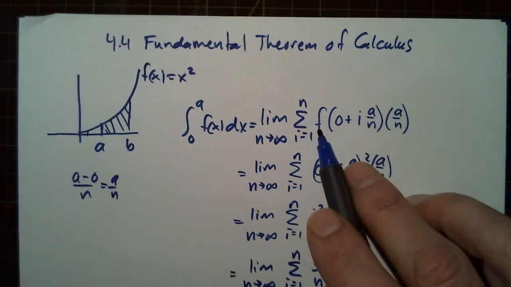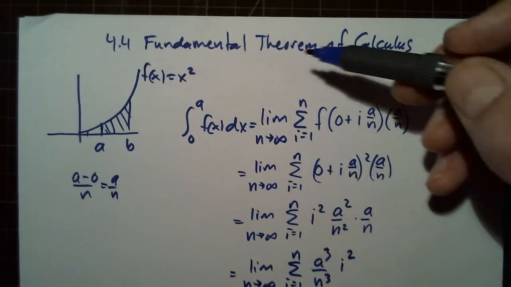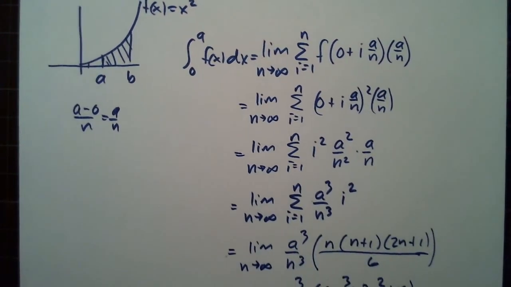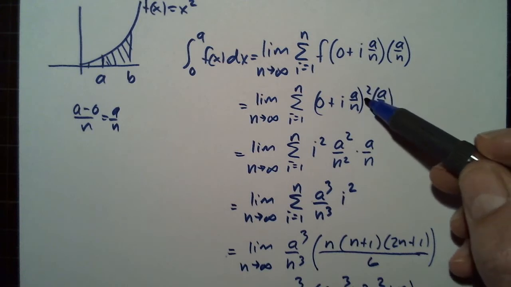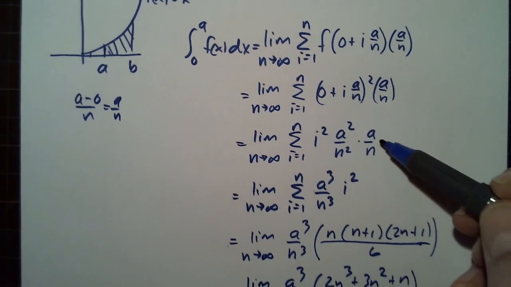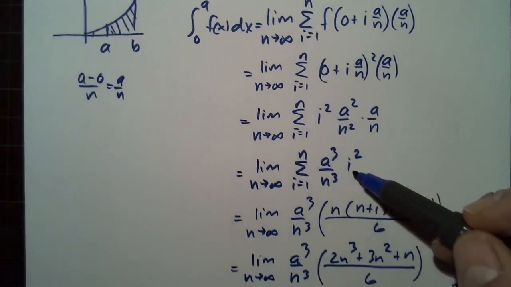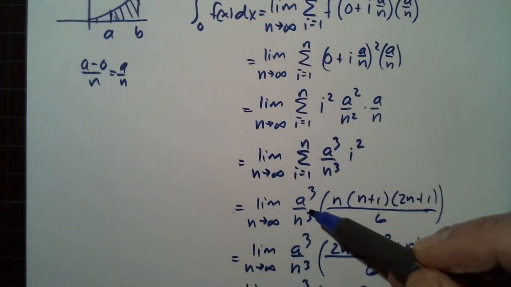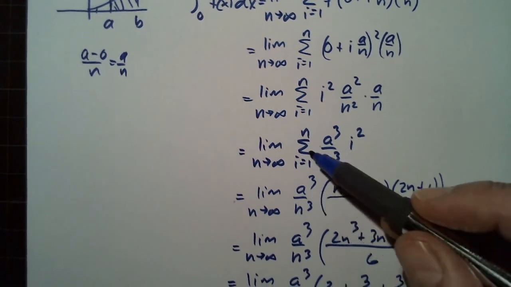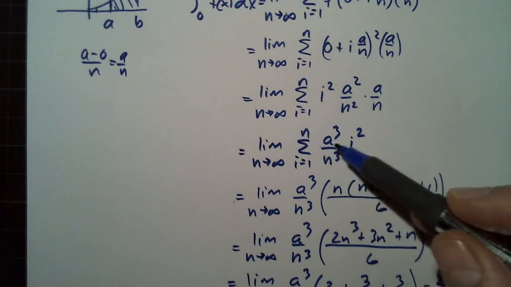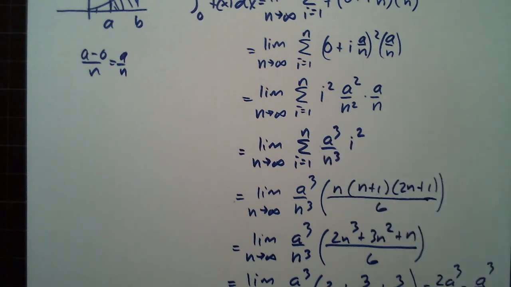So now, the function is x squared, so we just square that. And when we square it, this will be a cubed over n cubed and i squared. A cubed over n cubed doesn't matter for the summation. We just care about the i. So the summation of i squared is this formula.